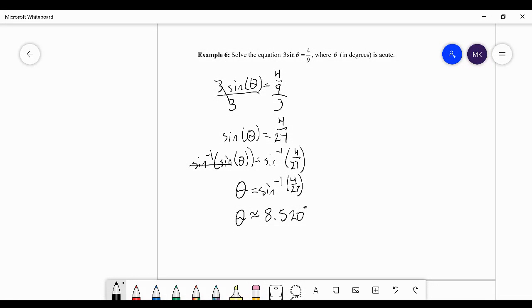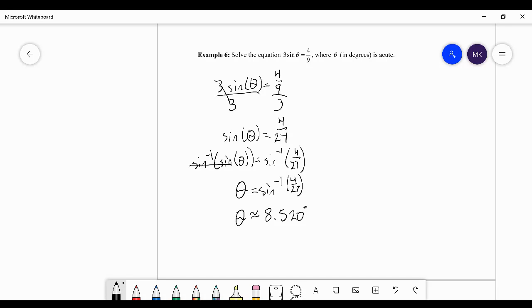So solving these trig equations is really just like any other thing. We just use these inverse trig functions to get rid of these trig functions, just as we would if we had, say, something like a square root, or something more complicated, but we knew what the inverse function was, say like an exponential, right? If this equation was 3e to the x equals 4/9, we would divide both sides by 3.